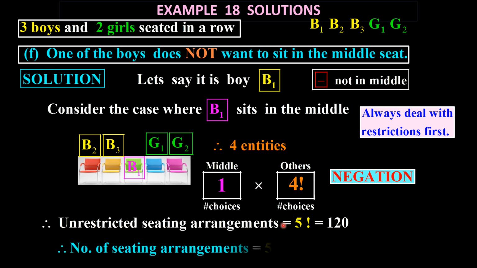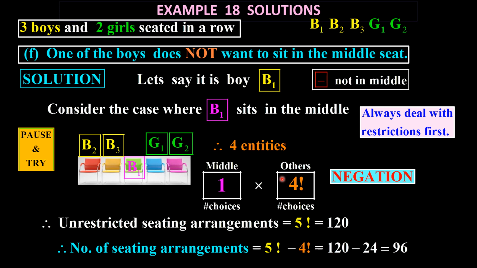And if he does not sit in the middle, it will be the difference between the unrestricted seating minus the case where he sits in the middle. If we work out, 5 factorial is 120, and 4 factorial is 24. And if we subtract that, there are 96 ways in which one of the boys will not sit in the middle seat, right? Let's just go over this again.